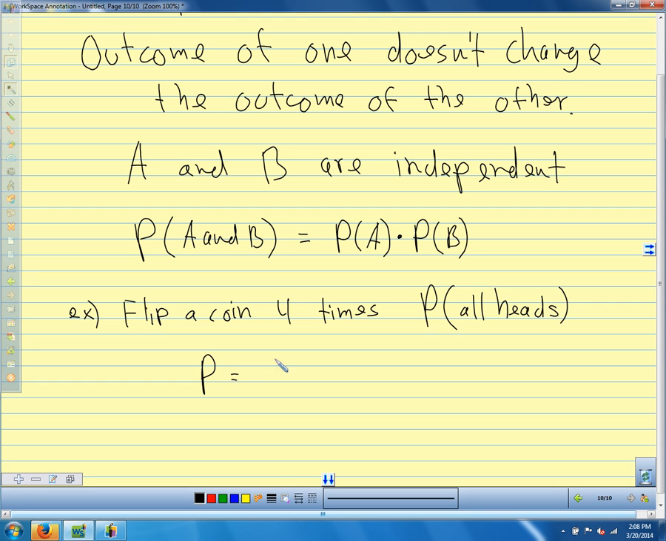Well, the probability is going to be what's the probability of getting a head on the first toss? 1/2. Second toss? 1/2. Flipping a coin the first time doesn't change the outcome on the second time. The third time, 1/2. Fourth time, 1/2. So we get 1/2 to the 4th, which is 1/16. So we get a 1 in 16 chance that when we flip a coin 4 times, it comes up all heads.